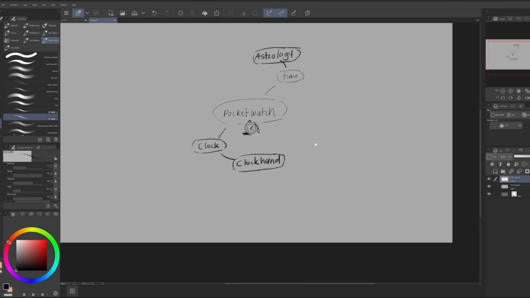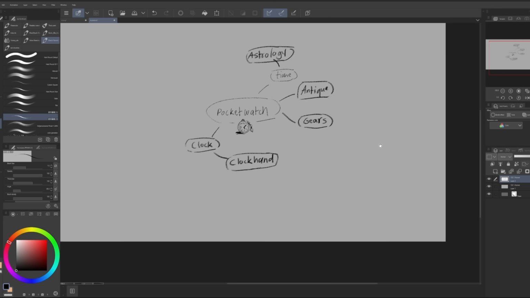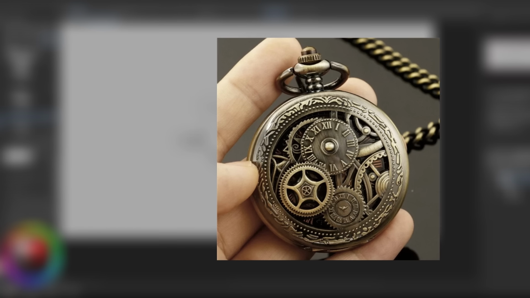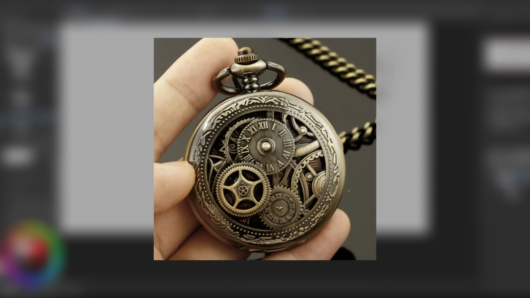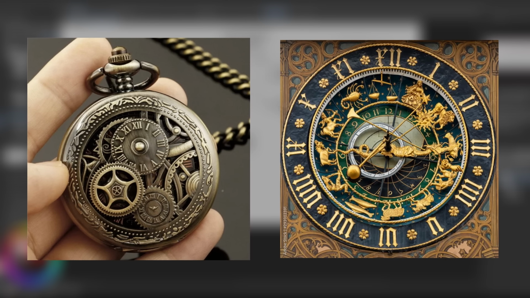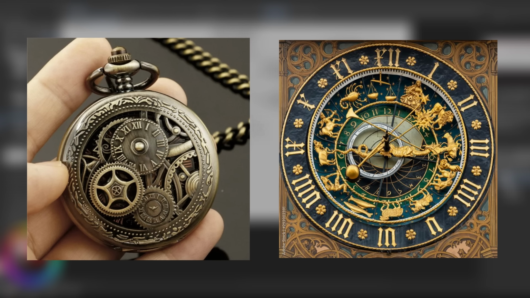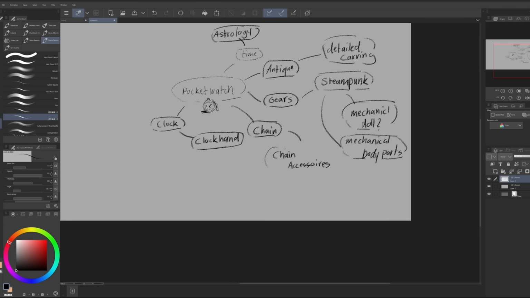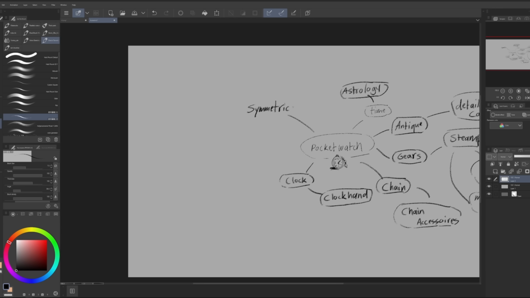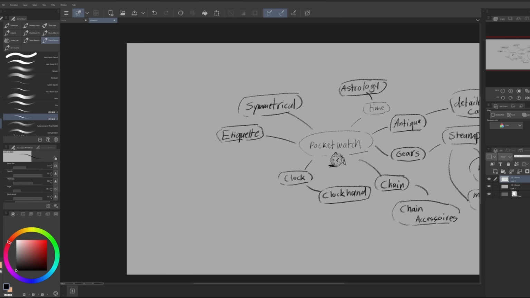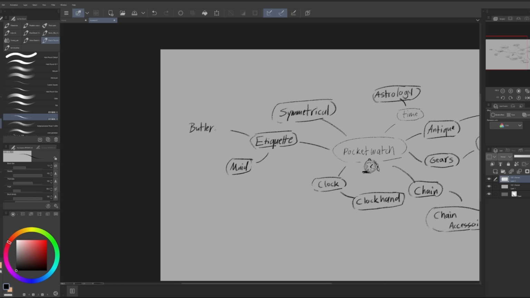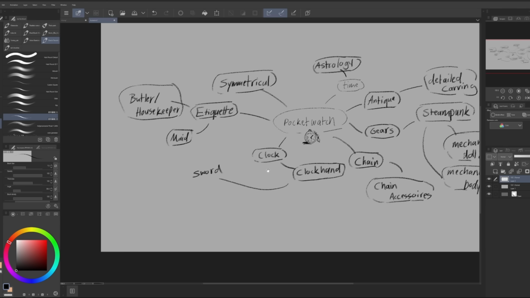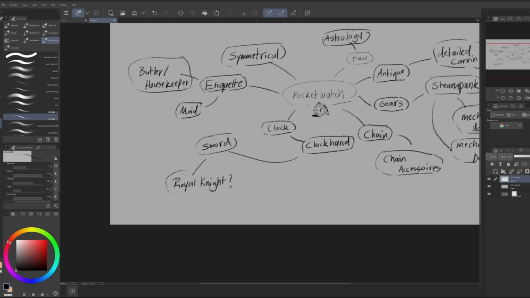What helped me was going through images of different pocket watches and their unique traits, like how the gears showing on this one reminded me of a steampunk aesthetic, or how I kept seeing these ones with astrology related stuff. I honestly have no idea what these are, but they kinda look cool. So I also was thinking about what the different key elements could be on the character, like how I could turn the clock hands into a sword, which inspired me to do a knight character.